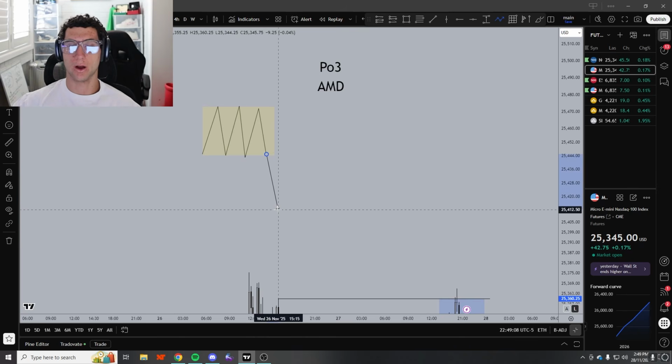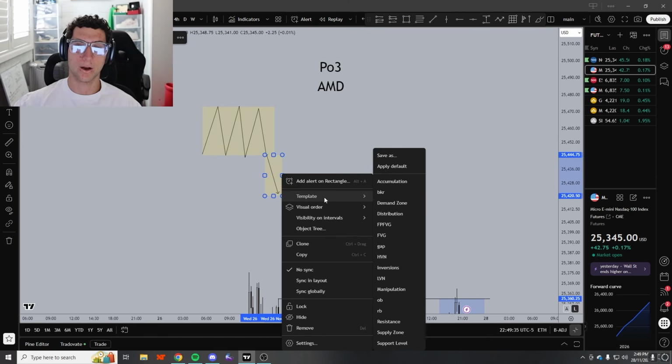We will get a manipulation, which is a fast move, an impulsive move out of that range to target other draws on liquidity, such as PD arrays like fair value gaps or order blocks or session highs and lows. For this example, I'm going to be doing a bullish AMD / power of three. So we will manipulate lower, but in a bearish power of three, we will manipulate higher. So we get our manipulation leg, which looks like this. I'll show you real chart examples as well after this.